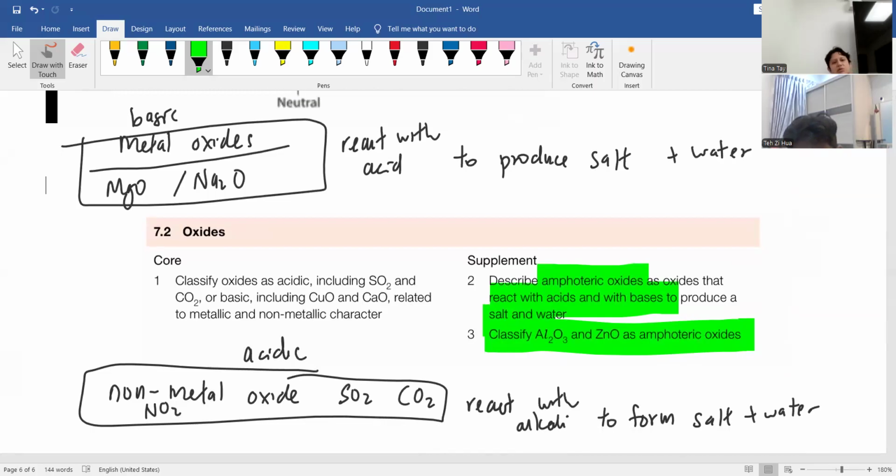So that's why sulfur dioxide can cause acid rain, because it's an acidic oxide. Sulfur dioxide is the one that causes acid rain, and also nitrogen dioxide.